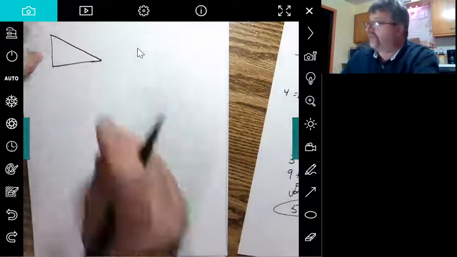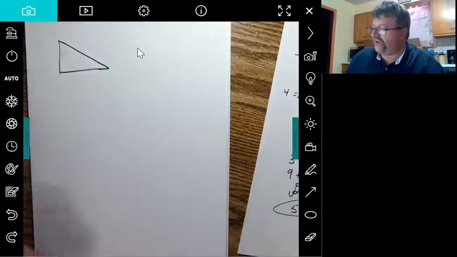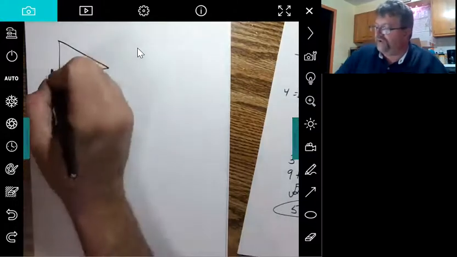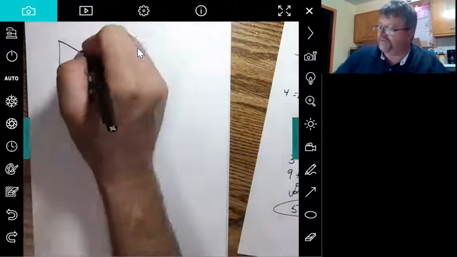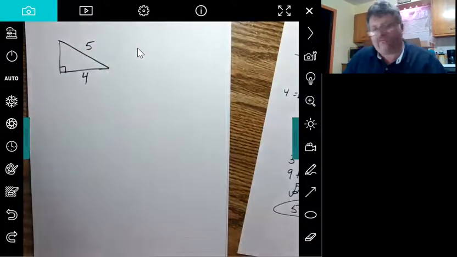What if one of the smaller sides is missing? I'll just keep the numbers easy. A right triangle, a 3, 4, 5 right triangle. Let's say I know the 5 and I know the 4, but I don't know that side there, 3.